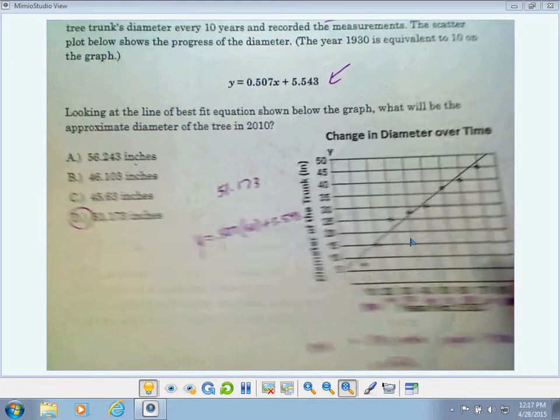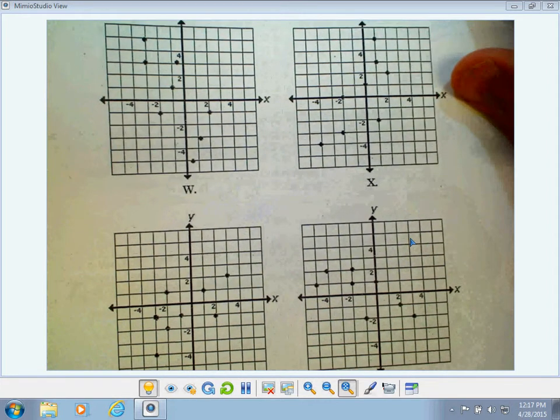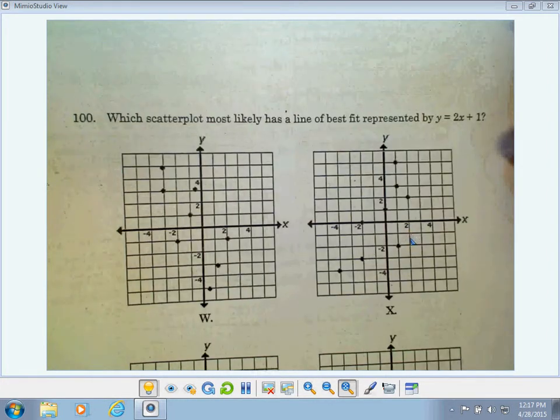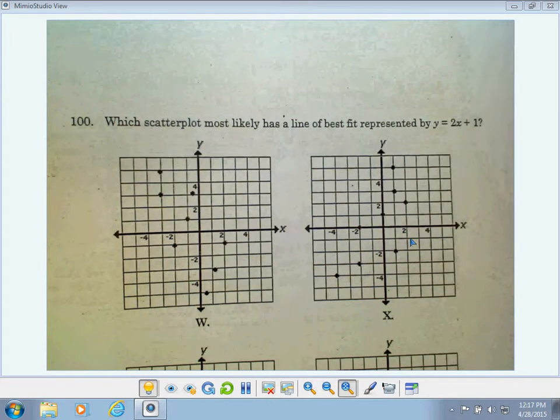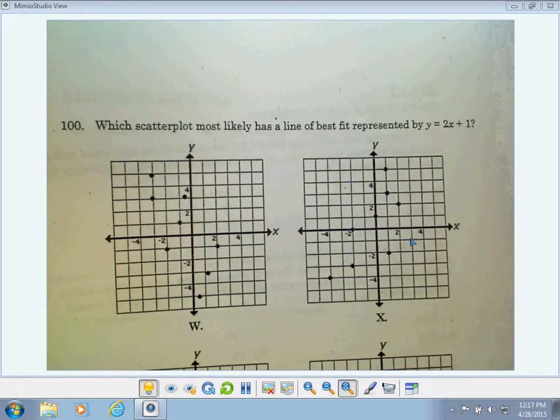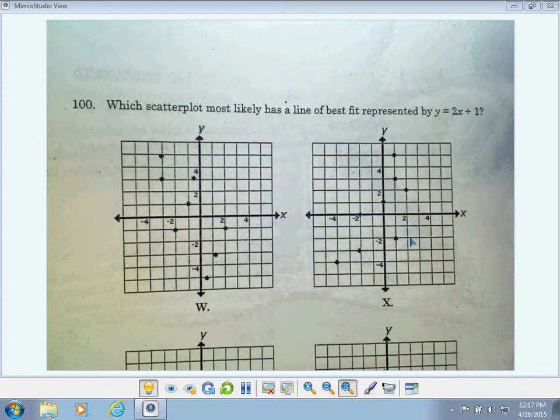We're almost done. We're on to number 100. So this one says, which scatter plot most likely has a line of best fit represented by y equals 2x plus 1? Okay, so the first thing you'd want to do is go to each graph and kind of look at the data and see what you have.